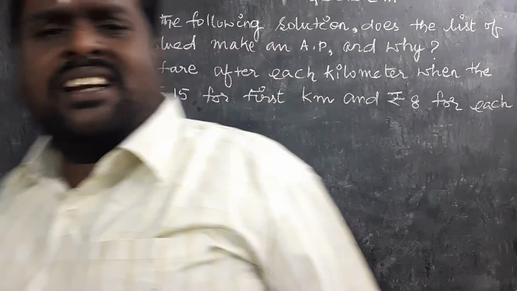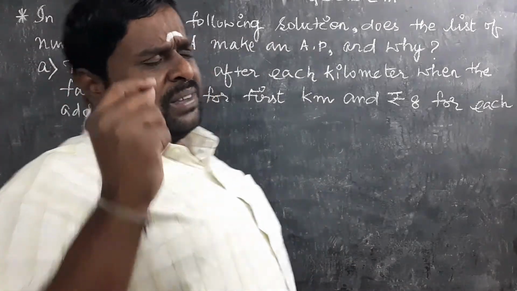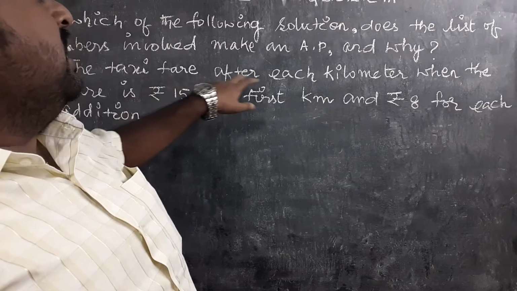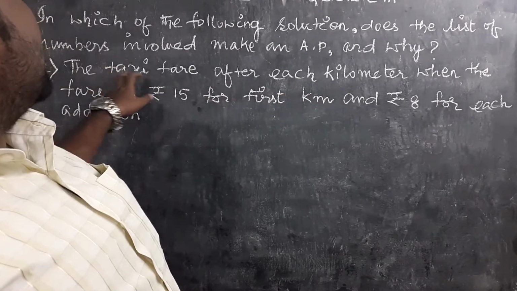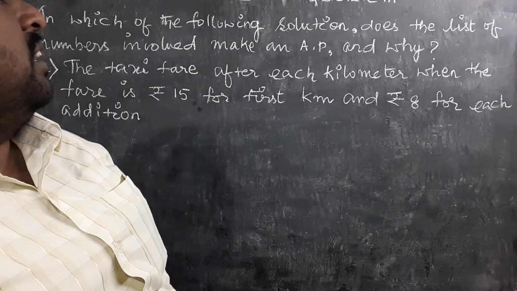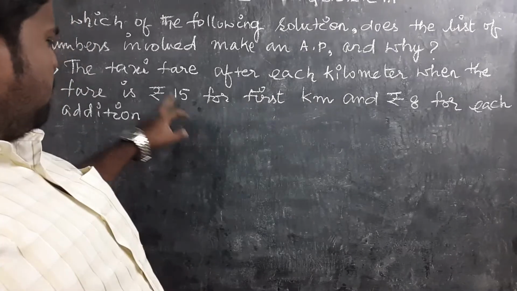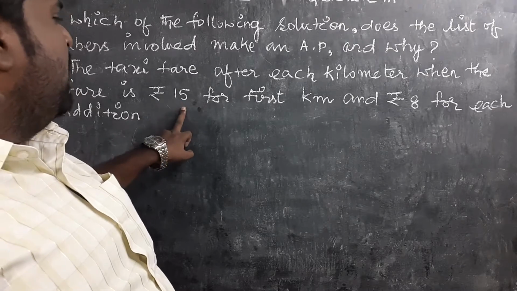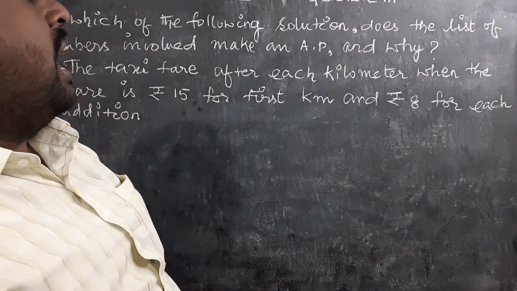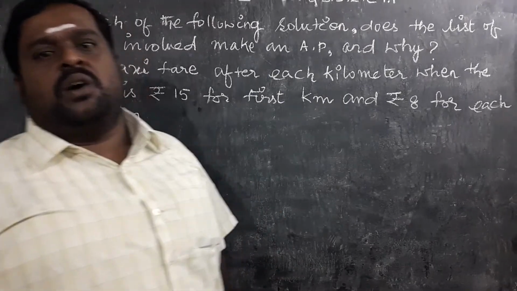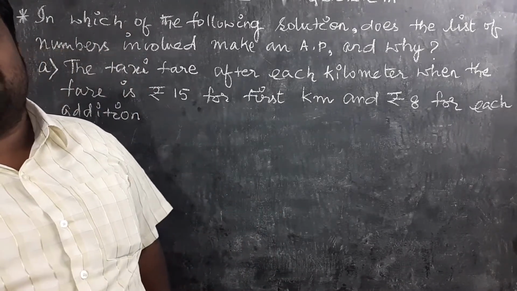Now, it's a very practical statement problem. It is the taxi fare after each kilometer. The fare is rupees 15 for the first kilometer and rupees 8 for each additional kilometer. So it's very simple also.